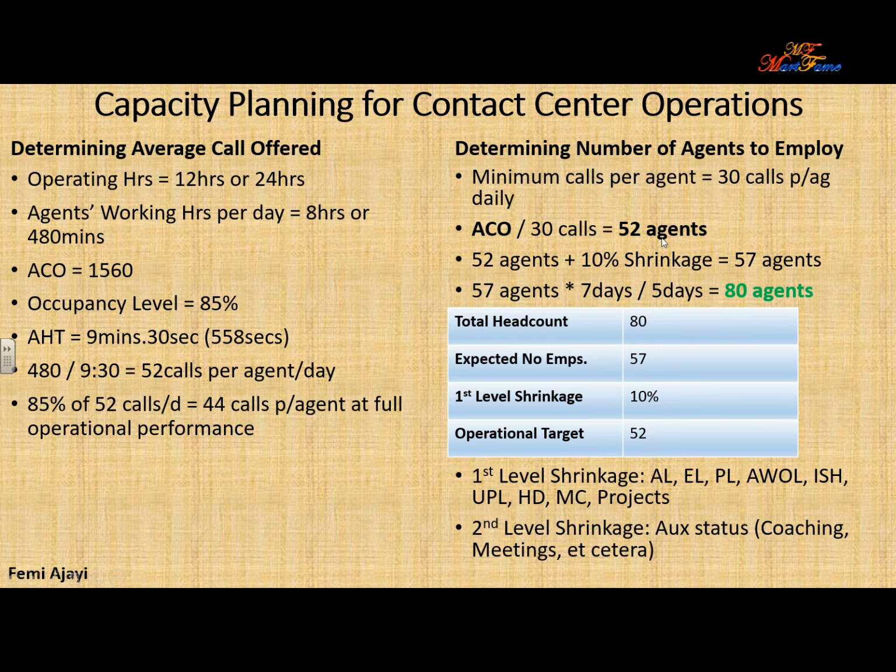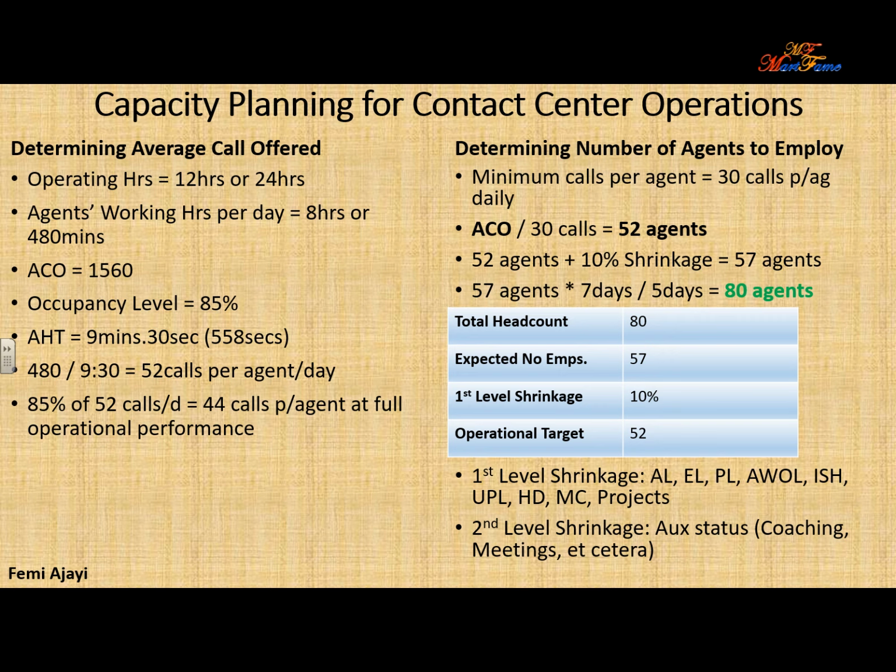Now, because we are running a 24 hours, 7 days a week operation, you would not just be employing 52 agents. More so, you know that you cannot count on 52 agents to be turning out for work on a daily basis. Some will be on MC, some will be on annual leave, some will be on emergency leave, or paternity and maternity leave will come into play. So you want to bring that under your shrinkage.